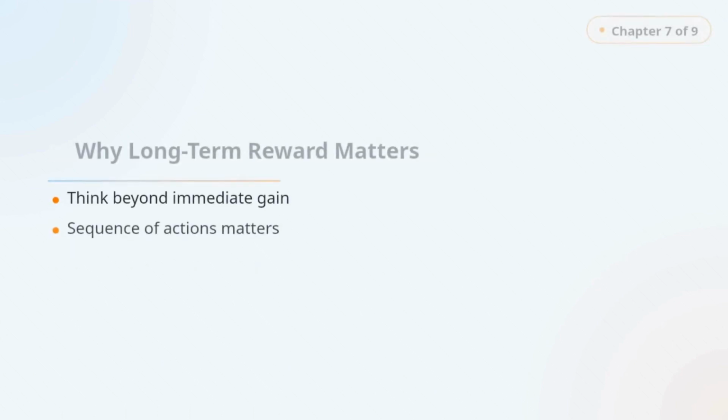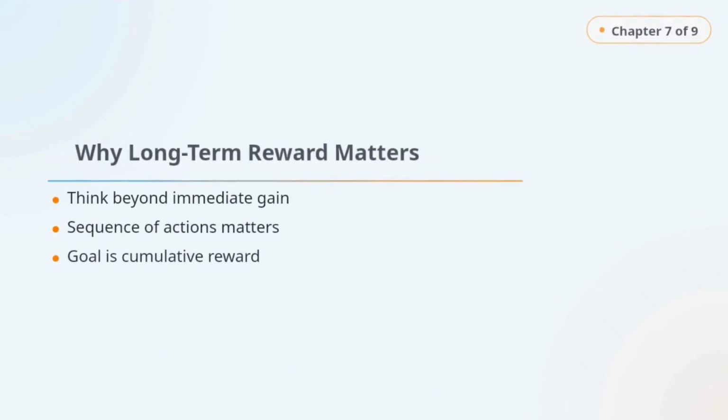In reinforcement learning, the agent usually aims to maximize cumulative reward over time, not just immediate reward from one action. Sometimes a small short-term loss can lead to a much bigger future gain. That is why RL is useful for decision-making problems where actions have delayed effects. The agent must learn to think in terms of long-term outcomes.